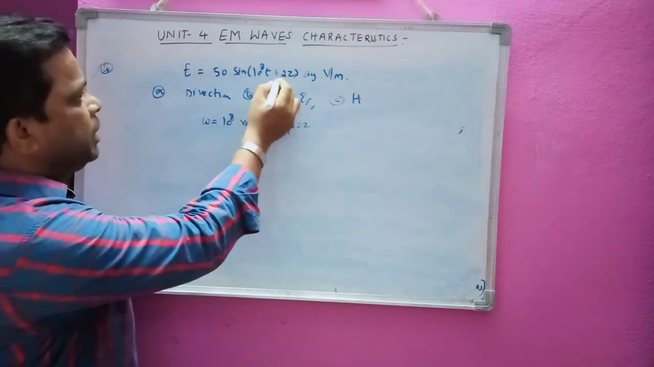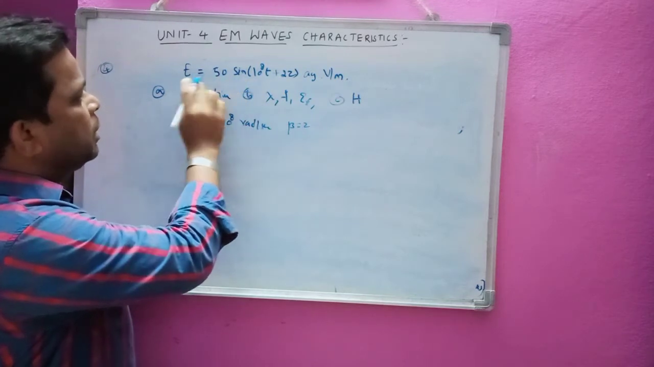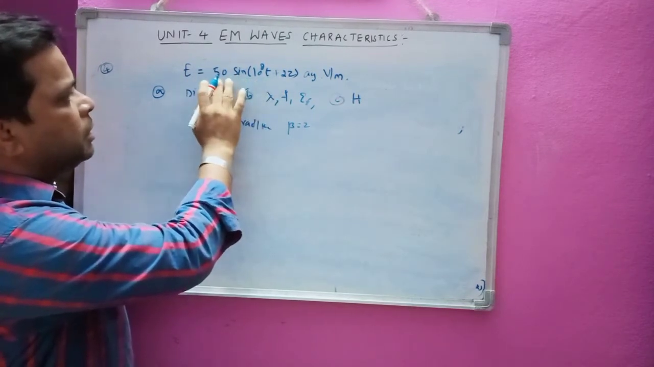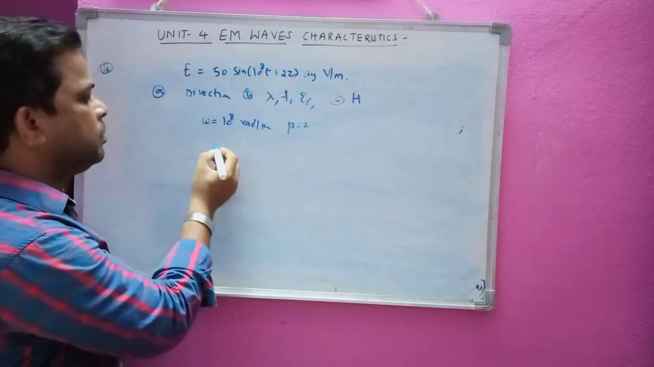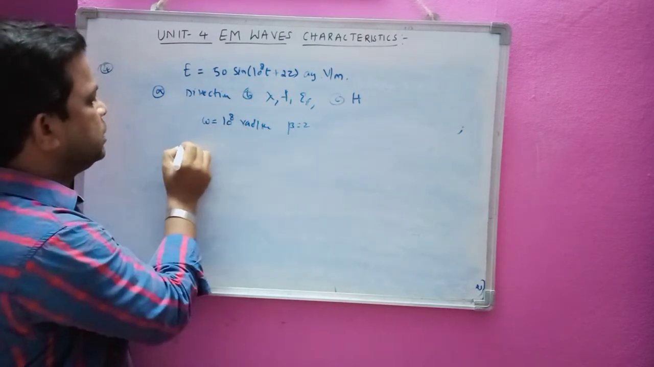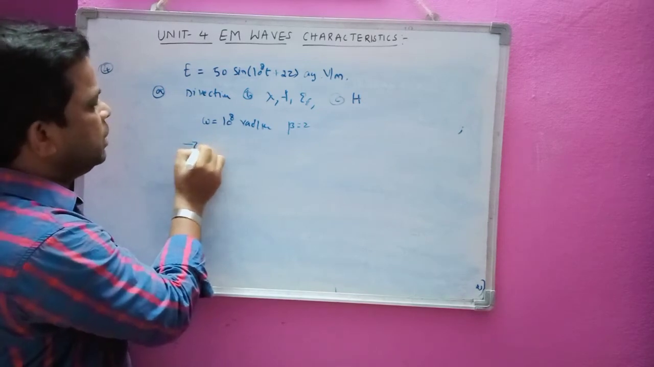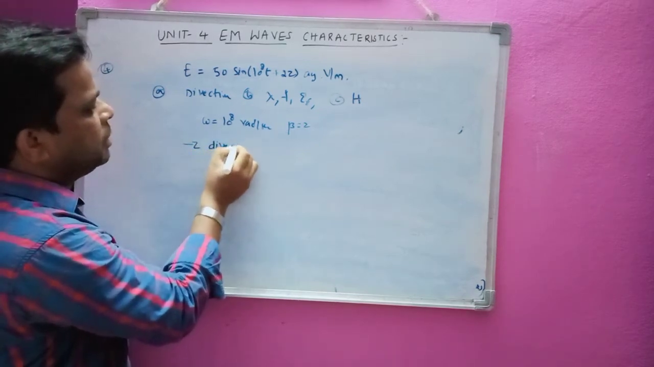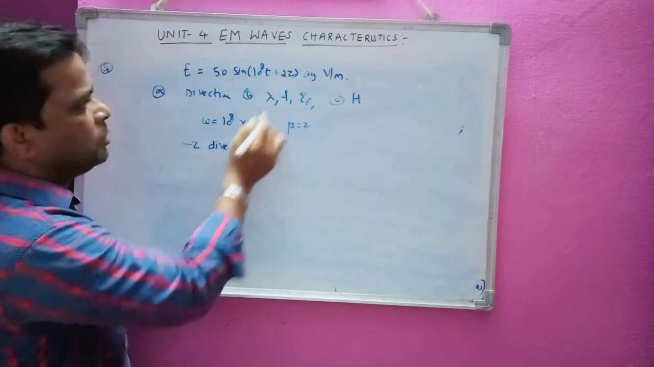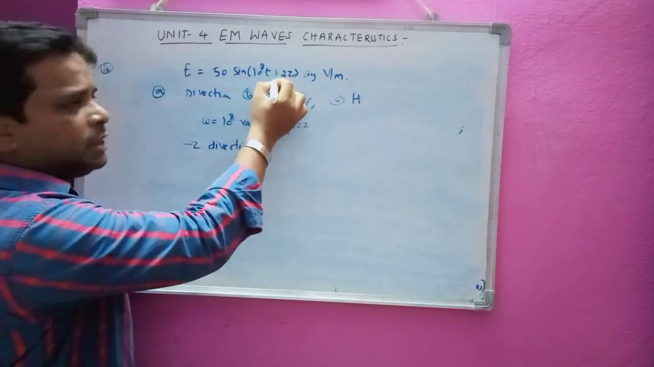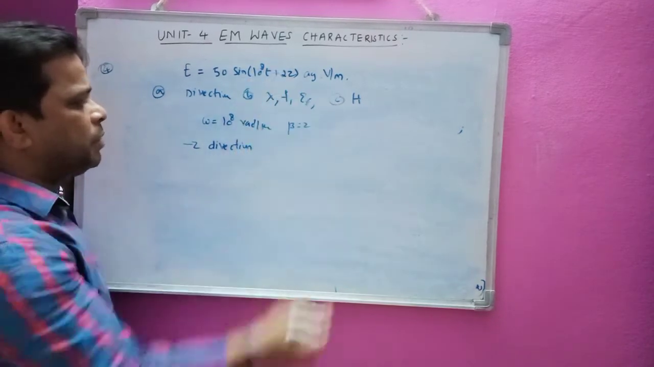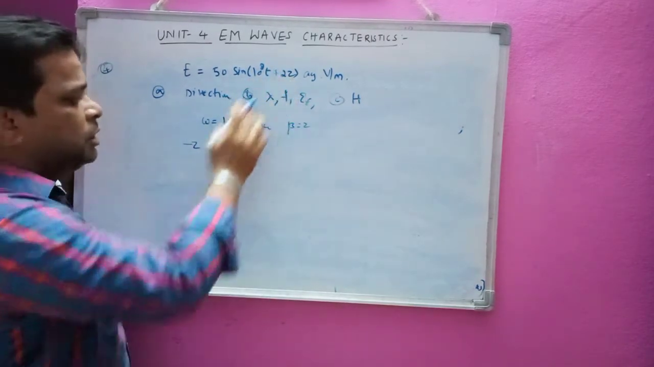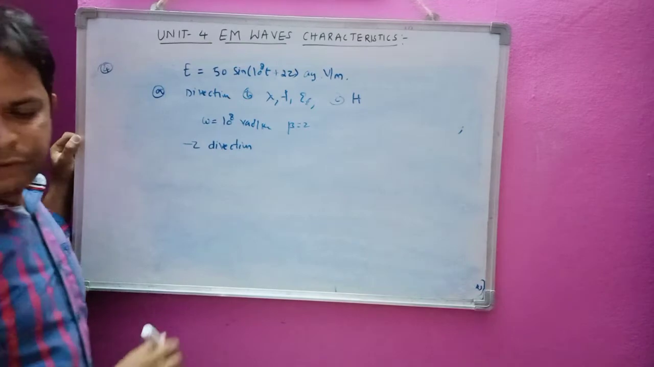We can say that it is in the form of E = E naught sin(omega t minus beta z). But here the direction is minus z direction. The wave is propagating in the negative z direction. Why? Because if I get minus here, it is propagating in the positive z direction. If it is positive here, it is propagating in the negative z direction. That is the first question.